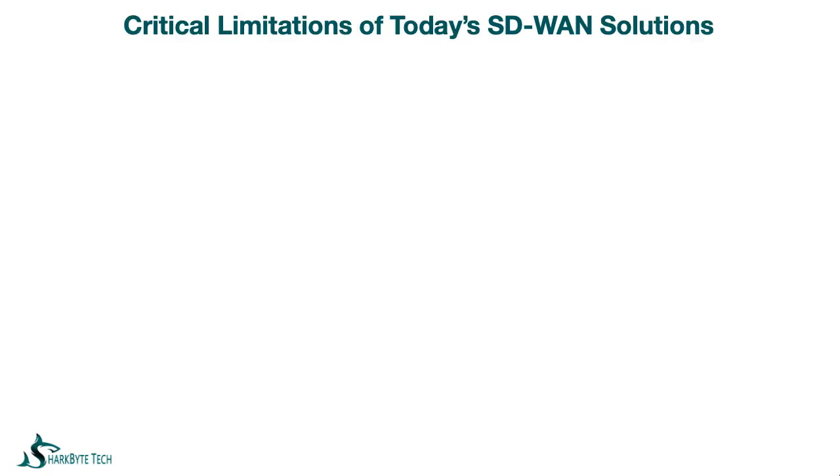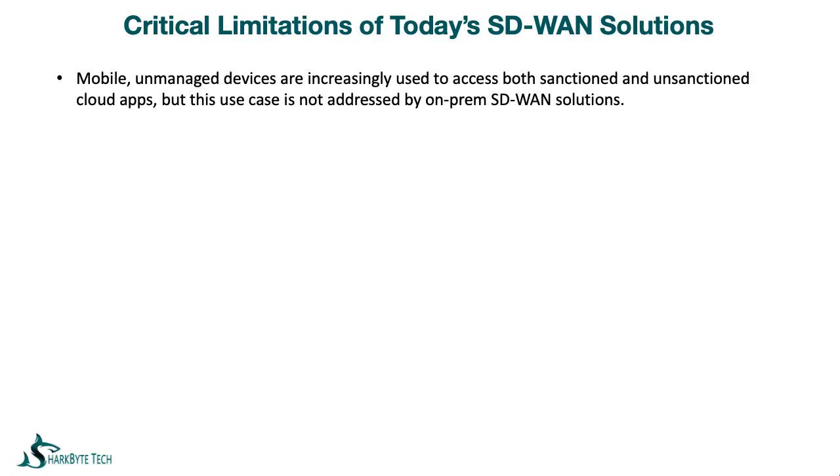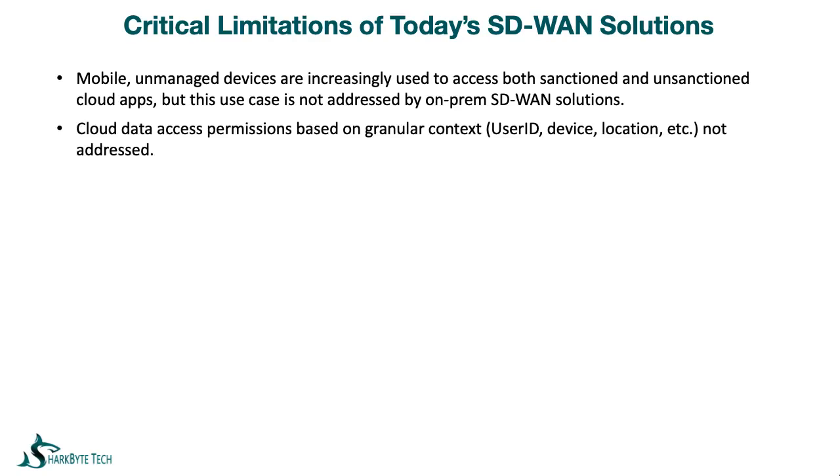So let's wrap up and just close with what the critical limitations of today's SD-WANs are. They do not address mobile unmanaged devices that are accessing cloud apps directly. We're going to have to address that somehow. Cloud data access permissions based on granular context, such as user ID, what device you're on, what your location is, are not addressed. On-prem, you would deal with some of that with a DLP solution, but for remote and unmanaged cloud users, that has to be addressed.